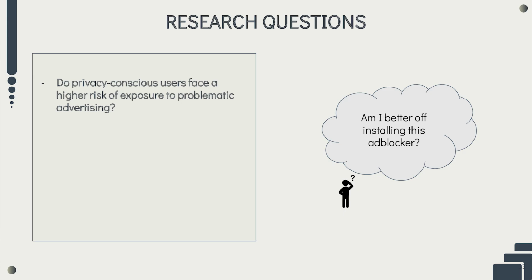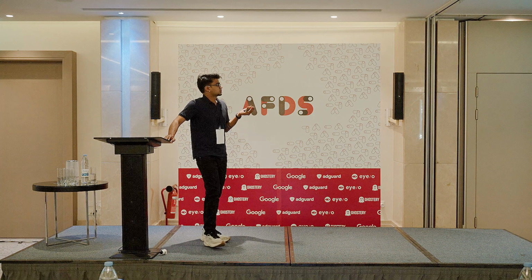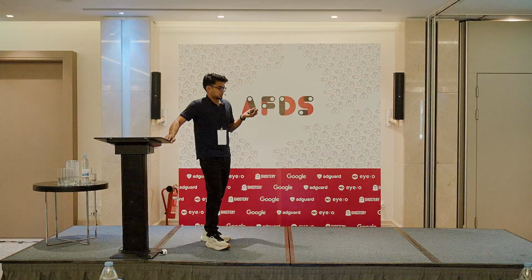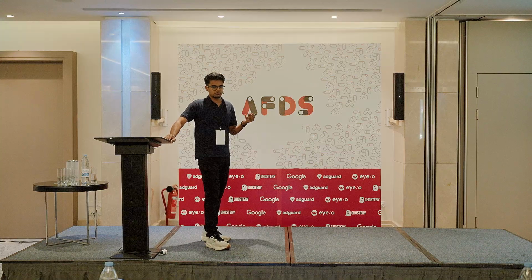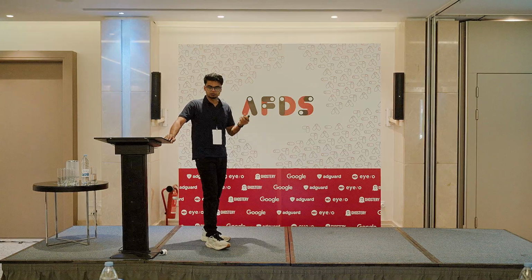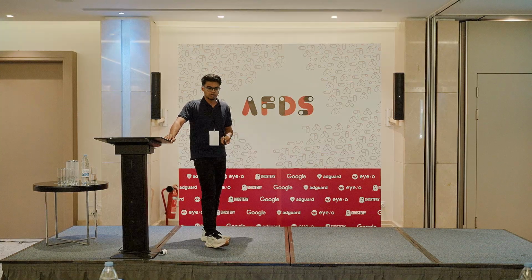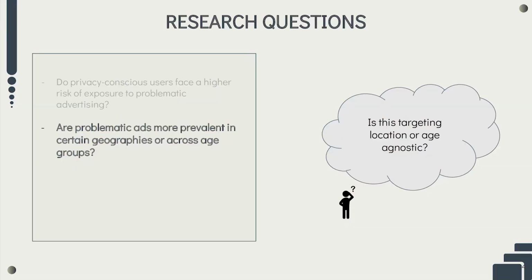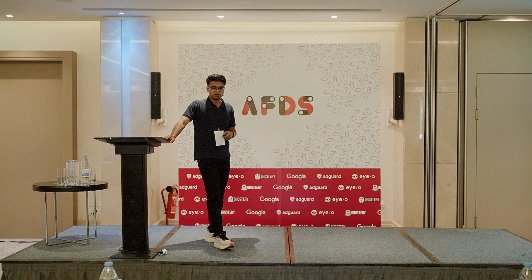So now, given we have this definition in place, what are the questions that we can ask? So first is, do privacy conscious users face a higher risk of exposure to problematic advertising? And with privacy conscious users, the core focus is users with Adblock Plus installed, where they're trying to look for a private experience on the web. Also, is this problematic ad prevalence focused towards certain geographies or certain age groups, or is it similar across different places?